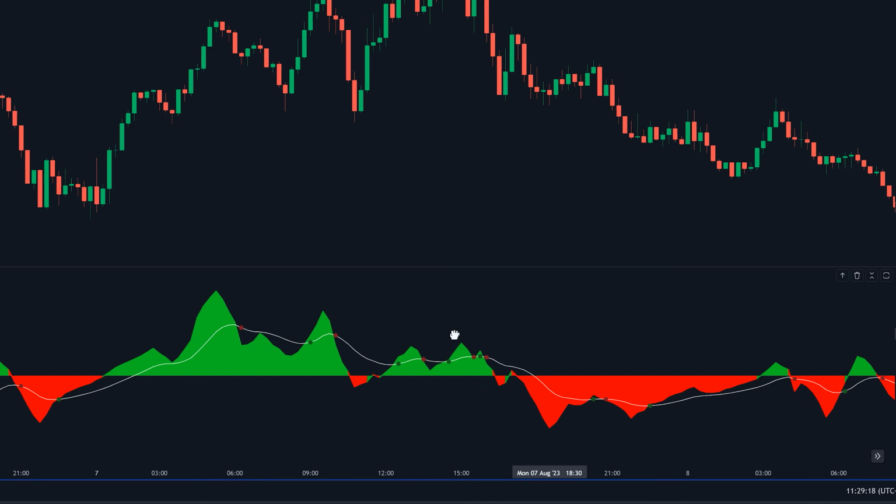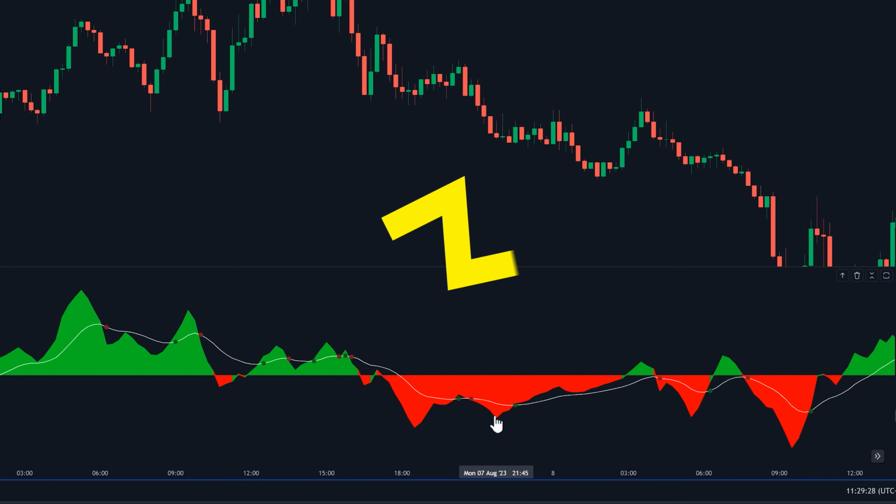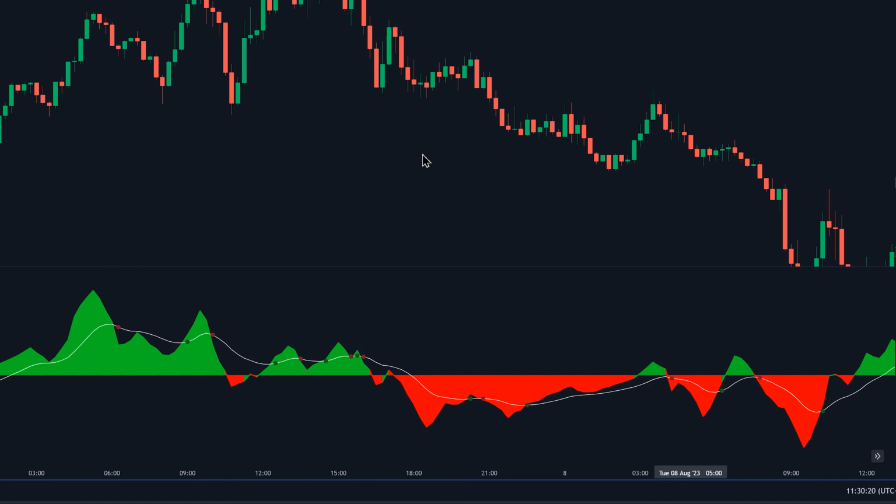On the other hand, a red histogram like this indicates bearish volume in the market. A signal line that's under the zero level but trapped inside the red histogram like here indicates that the bearish momentum of the market is decreasing. However, as soon as the white signal line gets outside of the red histogram, that may indicate a slowing down of the bearish momentum, which may be due to a retracement or an overall trend reversal to the upside.